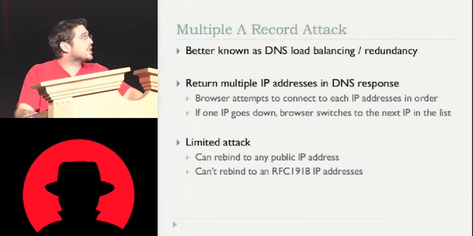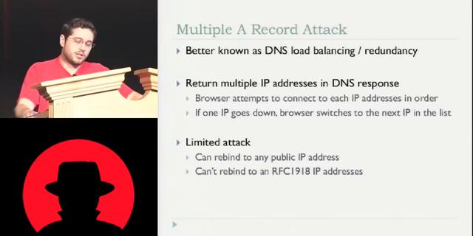So I'm going to focus on using the multiple A record attack, which is one variation of DNS rebinding. And if you're not familiar with it, really all it is is DNS load balancing. That's it. You return multiple IP addresses for a DNS lookup. Pretty much any major site does this. You do a DNS lookup on Google, you get 5 or 6 IPs back.